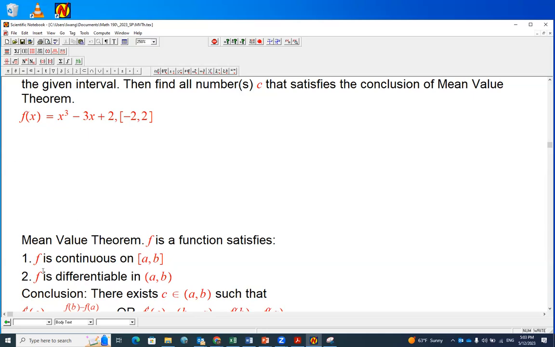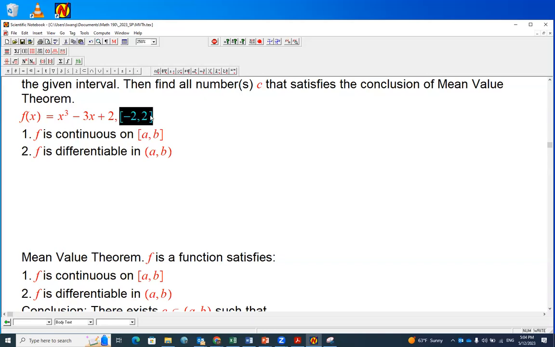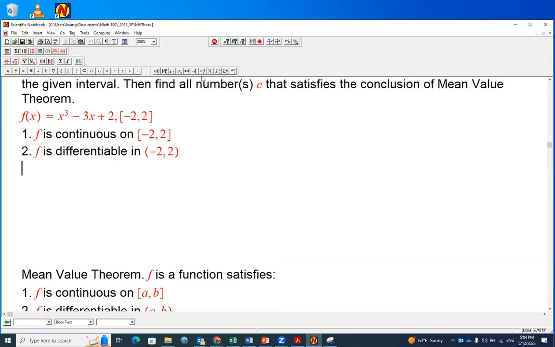Okay, so what we do is that, well, this is a polynomial. A polynomial is continuous everywhere, and certainly it is continuous on the given interval. And a polynomial is differentiable everywhere, as we learned in the previous chapters. So both conditions are satisfied. So we're going to mention that f of x is continuous on the closed interval from -2 to +2. And the other one is going to be the open interval. Okay. And then the mean value theorem conditions or premises are satisfied.